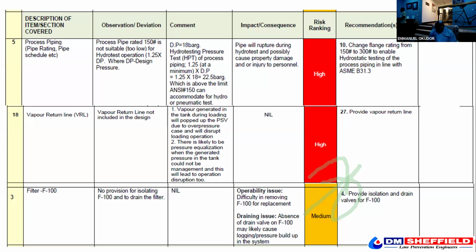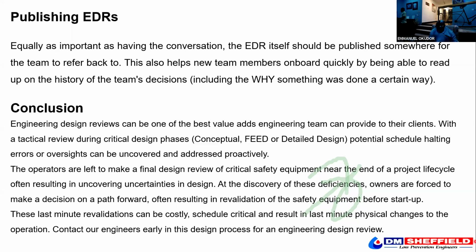Okay, no provision for isolation of what? The F100, which is the filter, and the drain. So it's very important. When you have finished your engineering design review, you come up with a report. Then you have to track all the changes. It's one of the best value adds an engineering team can provide to their client: the technical review during the critical design process, right from concept to detail engineering design review.